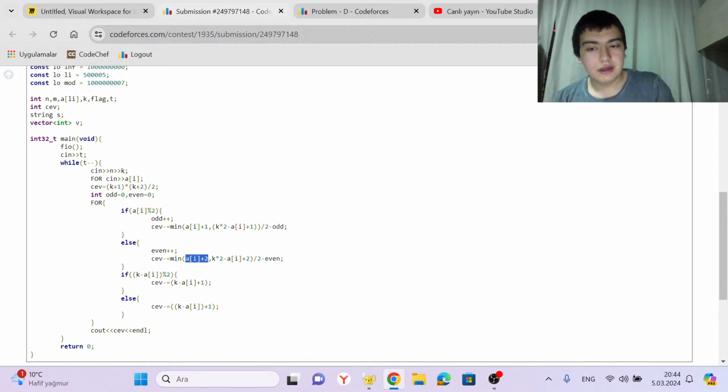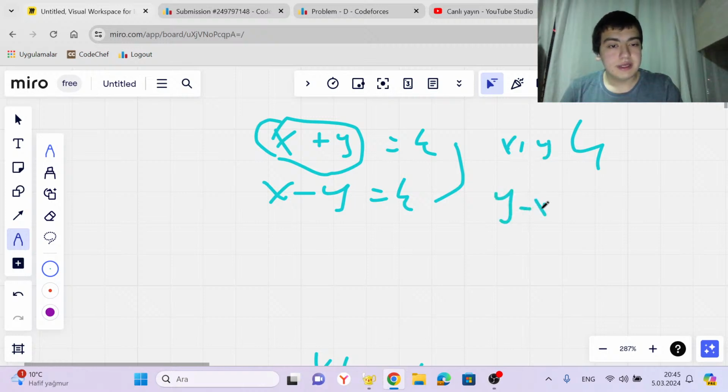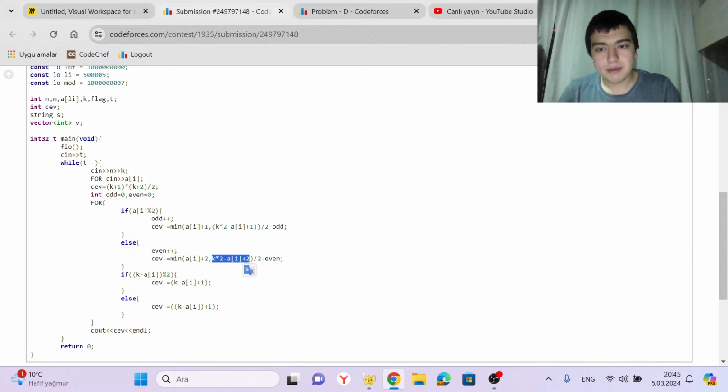I'm decreasing a_i plus 2 and k multiplied by 2, decreased by a_i and adding 2, because I'm adding 2 in this case. Think of 4 as x plus y: y minus x can be 0, 2, and 4. So there are 3 options. So I'm adding 2 and dividing by 2. This is why I'm adding 2.